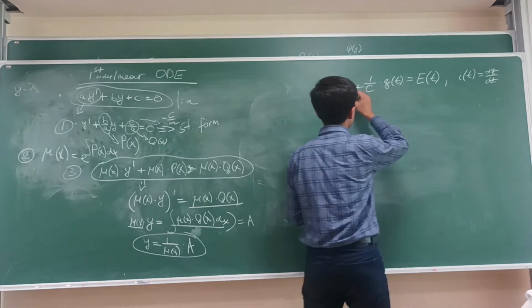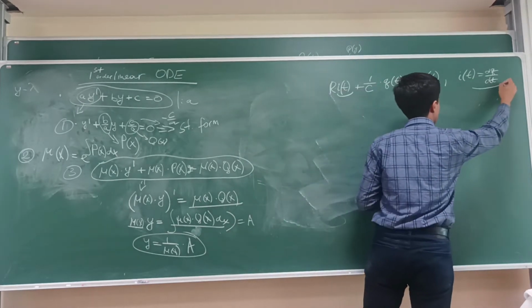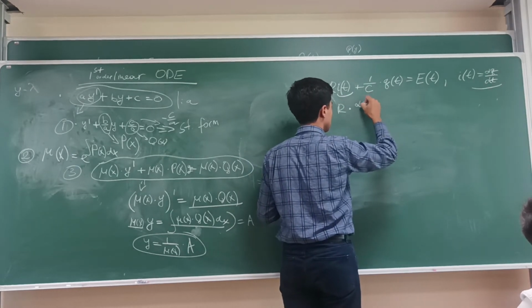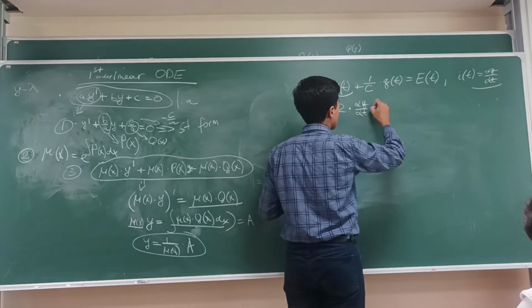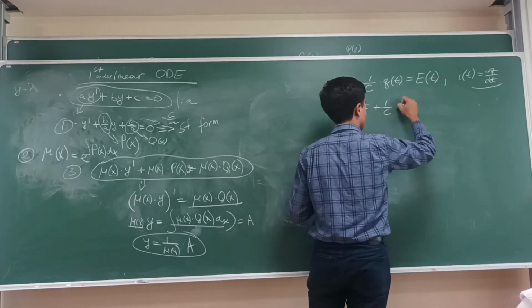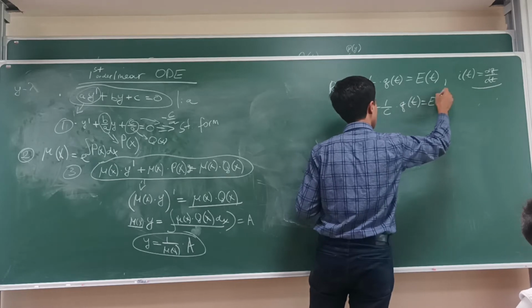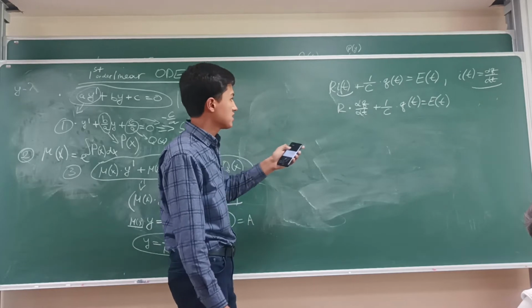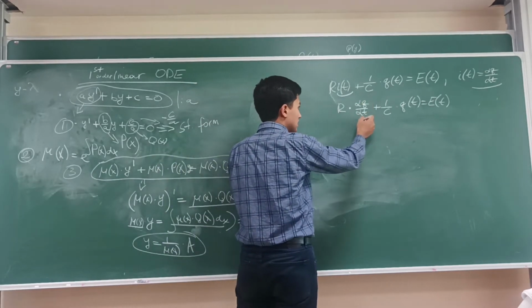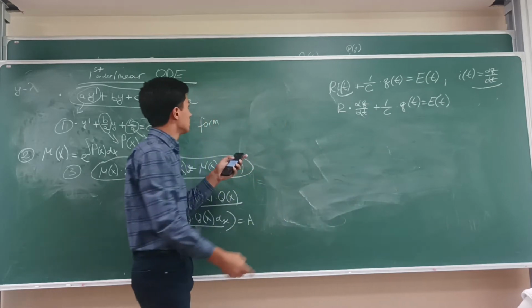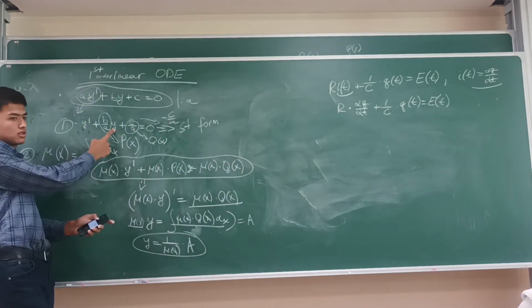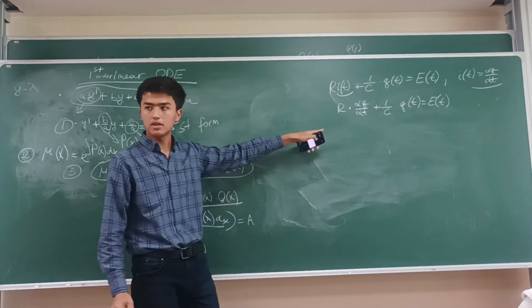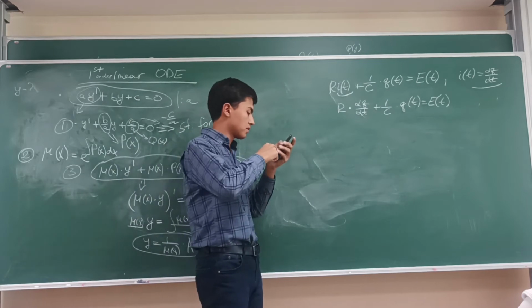So first of all, let's substitute this I(t) with the given value: R dQ/dt, plus 1 over C Q(t), equals E(t), okay? So now, as you can see, our Q is going to be our y in this case. So firstly, is it in standard form or not? No. What should we do in order to get standard form? Divide it by R.